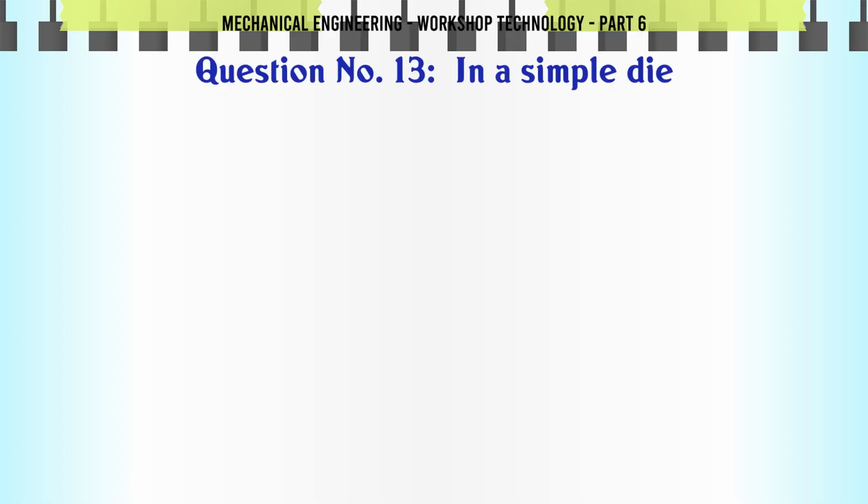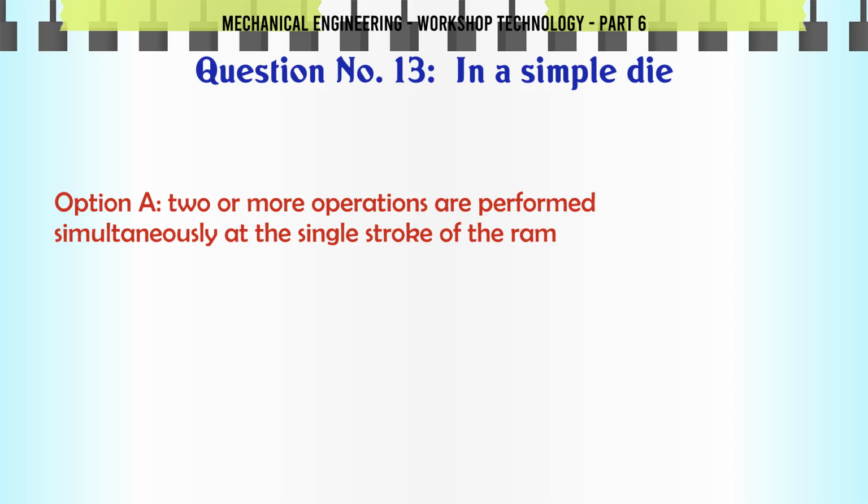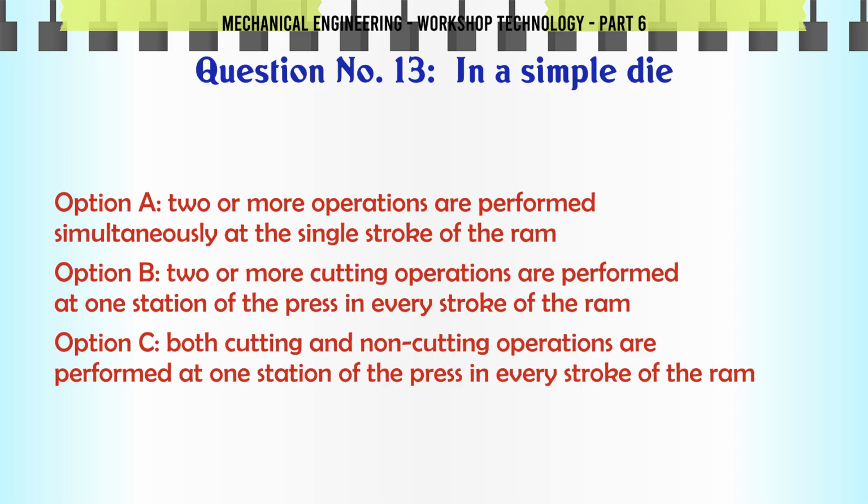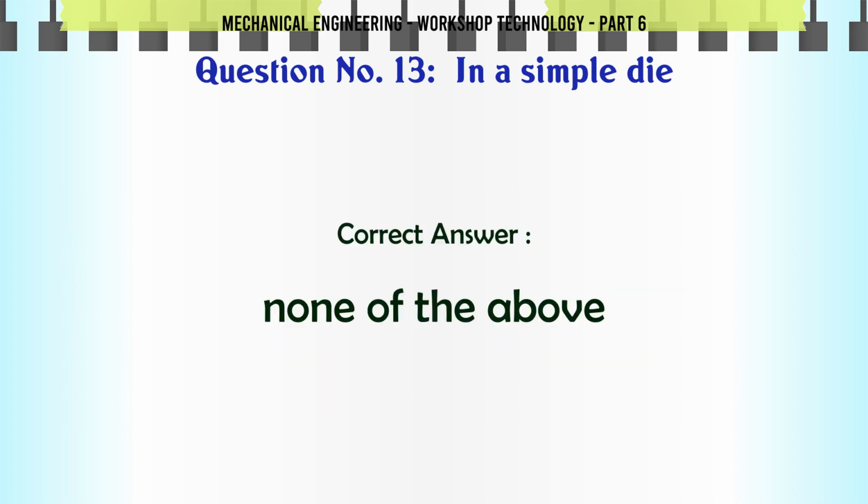In a simple die, A. Two or more operations are performed simultaneously at the single stroke of the ram. B. Two or more cutting operations are performed at one station of the press in every stroke of the ram. C. Both cutting and non-cutting operations are performed at one station of the press in every stroke of the ram. D. None of the above. The correct answer is none of the above.